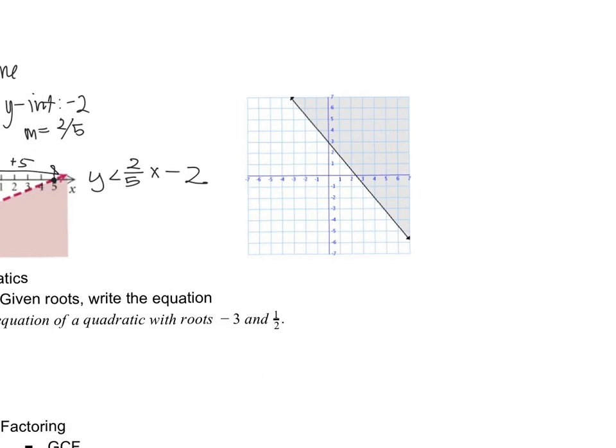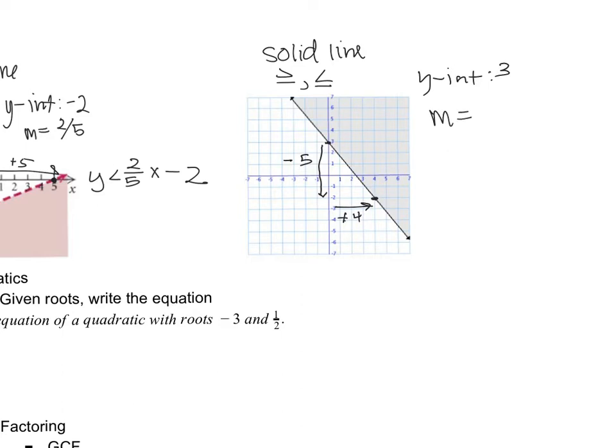On our second example, we have a solid line, which means it's a greater than or equal to or less than or equal to. So I start off with my y-intercept, which is 3. When I find my slope, I can't use my x-intercept as the second point because it's not a whole number. But the point (4, -2) is a whole number, so I can use that as my second point. So we have to go down 5, and we have to go right 4. That means our slope is negative 5/4.